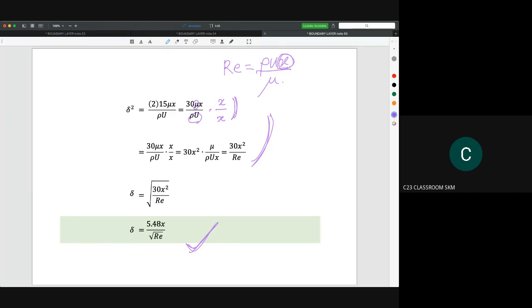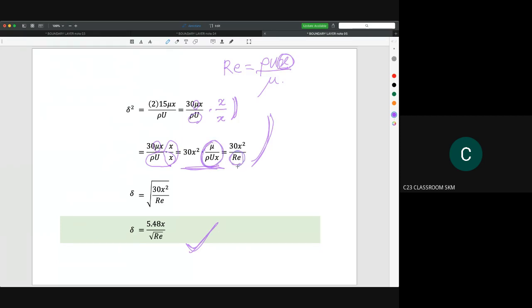It doesn't change the value. It's just a trick for mathematics. So now, after you multiply it by x over x, you could see that you have the term rho u x over mu here, and then you could replace it like this. And finally, rho u x over mu can be simplified as the Reynolds number.